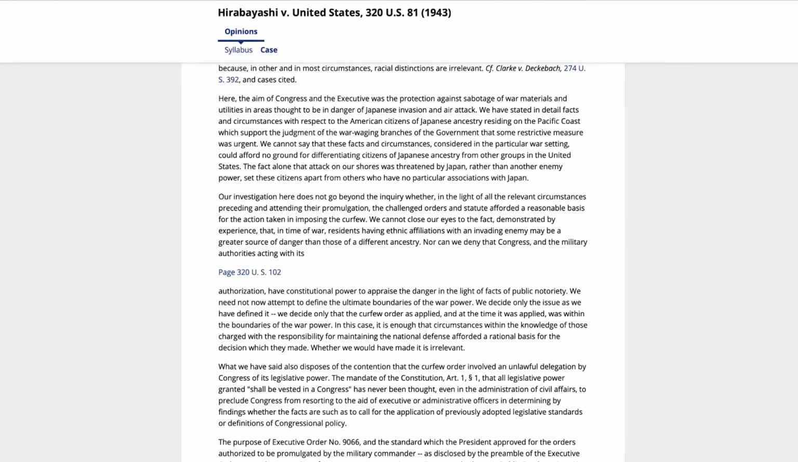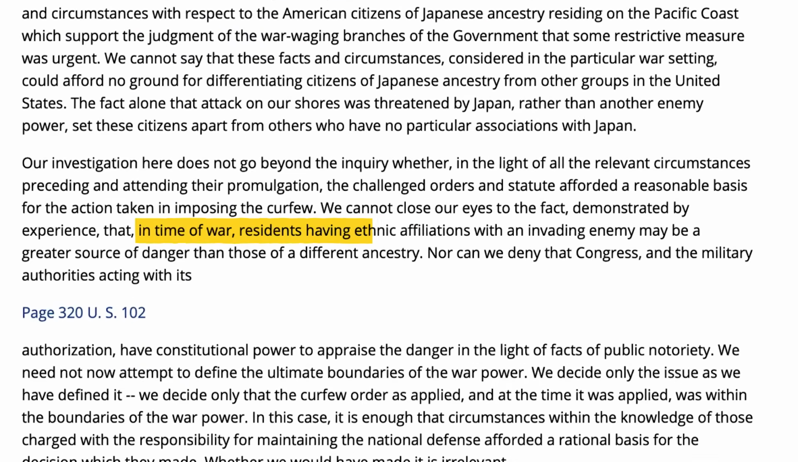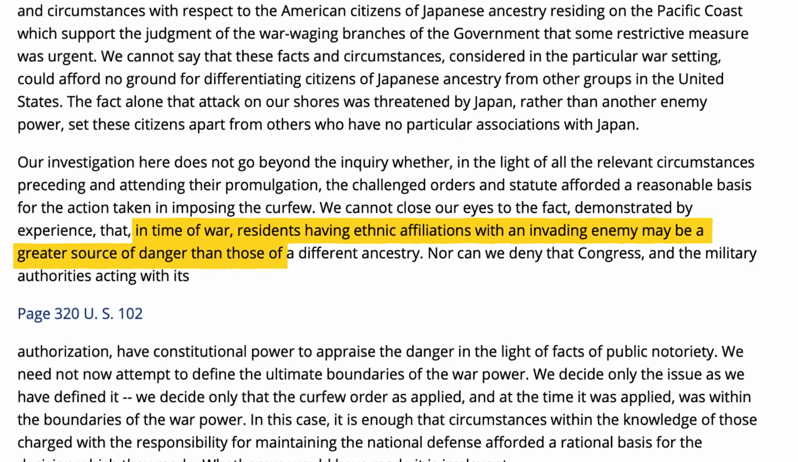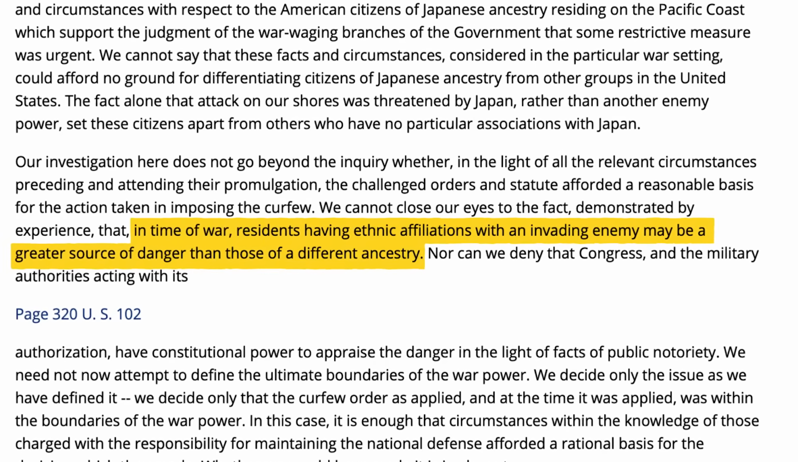The court had ruled in the previous year on another similar case called Hirabayashi v. the United States, and in that decision, the court argued that the relocation of Japanese American citizens and Japanese immigrants was constitutional because, in time of war, residents having ethnic affiliations with an invading enemy may be a greater source of danger than those of a different ancestry.